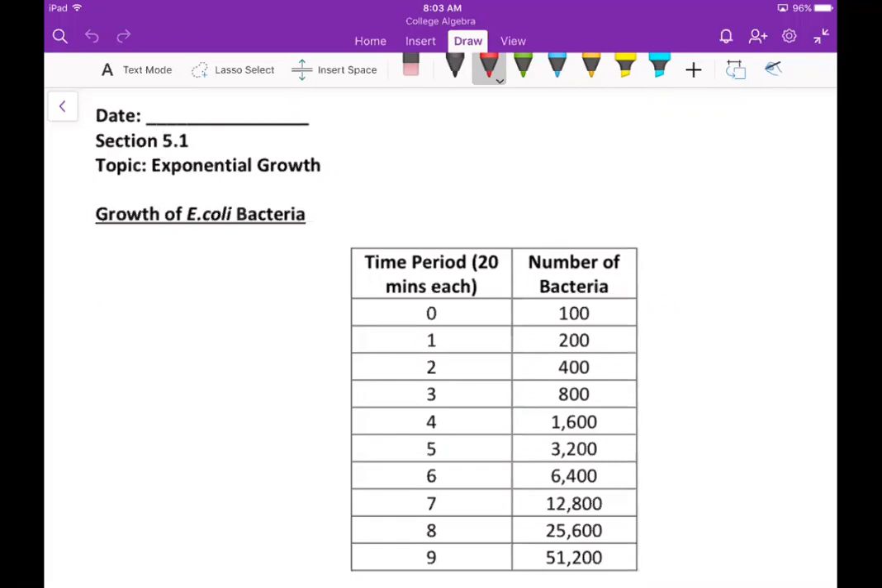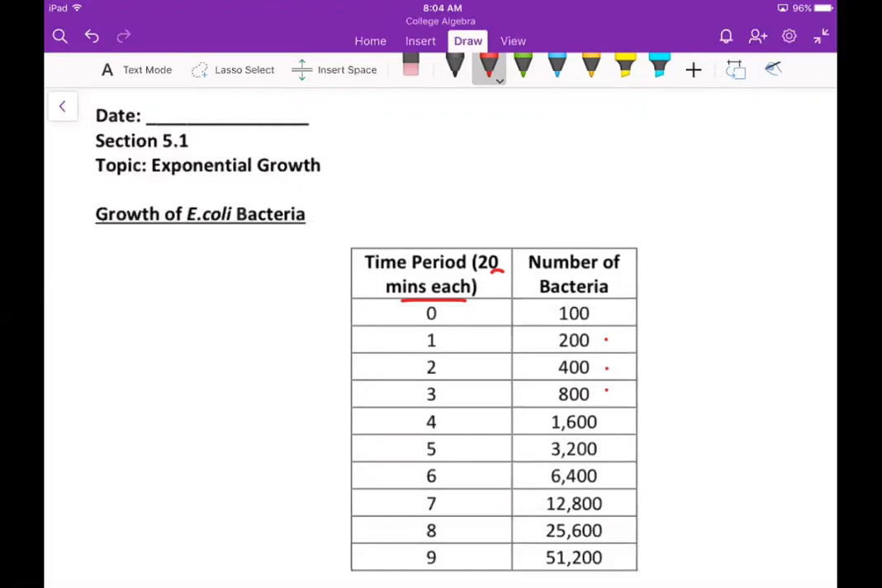There are several things that we see in real life that have exponential growth. One example here is the growth of bacteria. Here are some data points showing that each 20-minute period, the number of bacteria goes from 100 to 200, so it's growing by 100, then from 200 to 400, so it grows by 200, then it grows by 400.